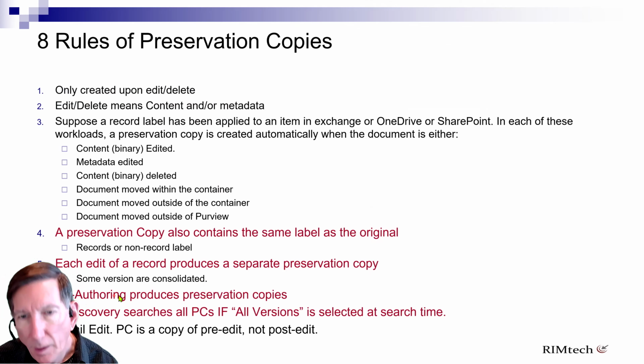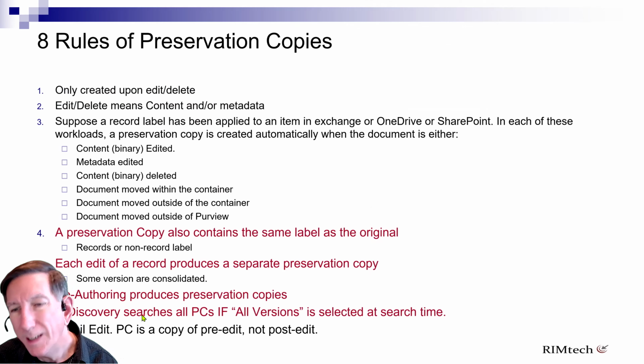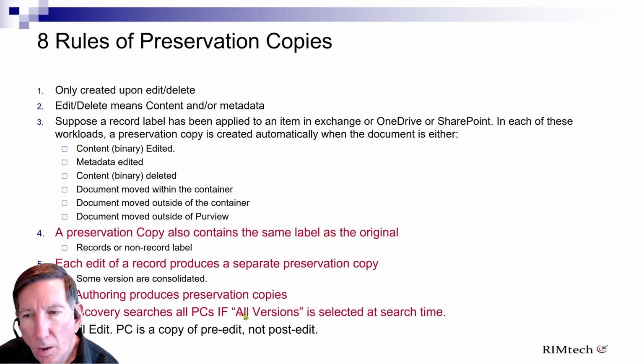Who knows? Okay, co-authoring, which is getting increasingly popular, produces preservation copies. Don't know how many though. I've not tested that. And if you do an e-discovery search in Purview, then the search by default will only include the preservation copies if you select all versions. That's a search option or setting at search time when you're doing your e-discovery. So never forget that, right?